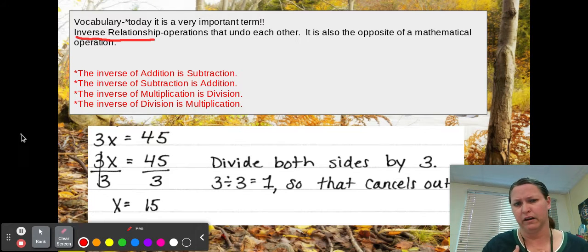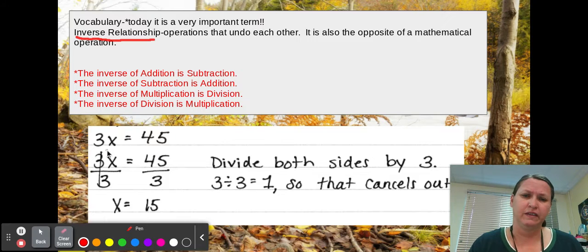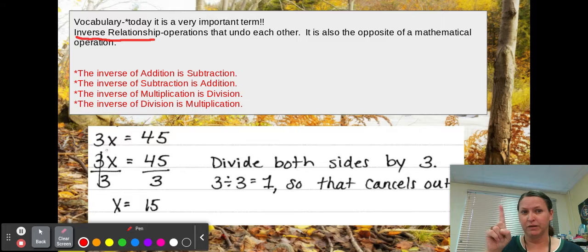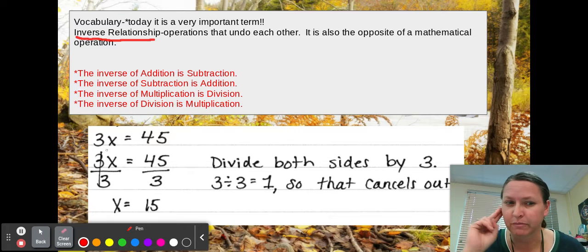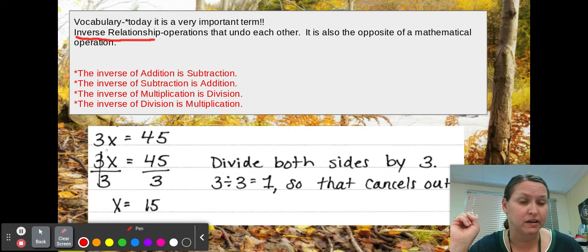In our example down here, I have 3x equals 45. So in this one right here, I'm going to ask my three questions. Number one, what's my variable? My variable is x. Number two, what are they doing to the variable? Because 3 is the coefficient, it means they're multiplying 3 times x. So they're multiplying the variable by 3.